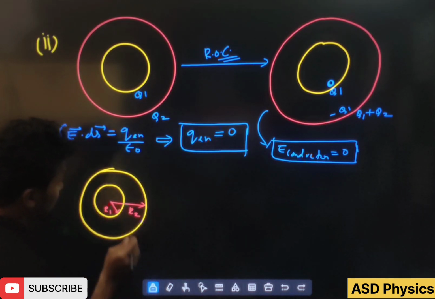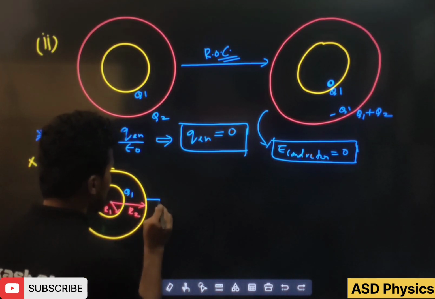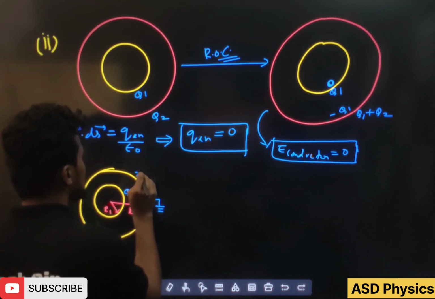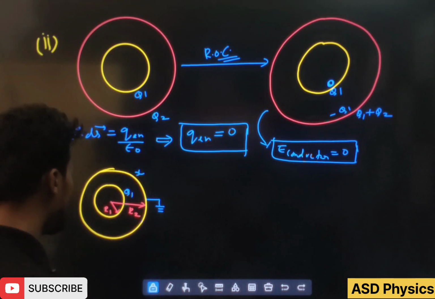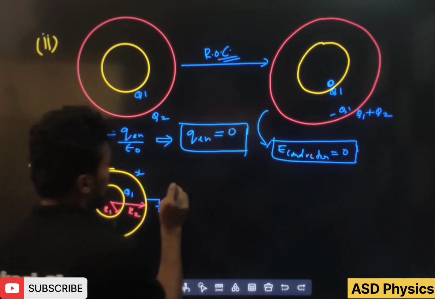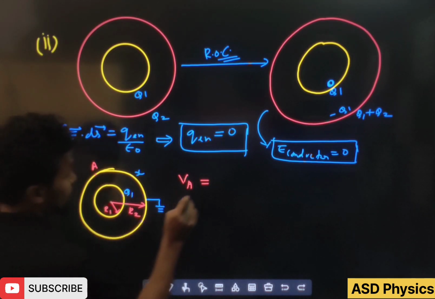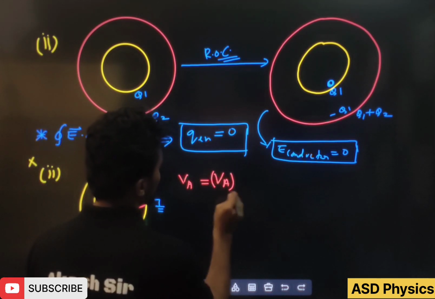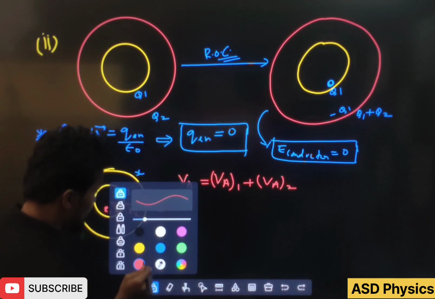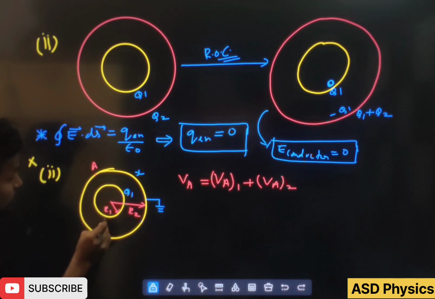Let's say I have taken charge Q1, and we have connected it to the ground. Let's take the charge in this situation as X. First I will take one point, point A. So the potential at point A is VA due to the first one plus VA due to the second one. Now students, see, point A with respect to the first one.